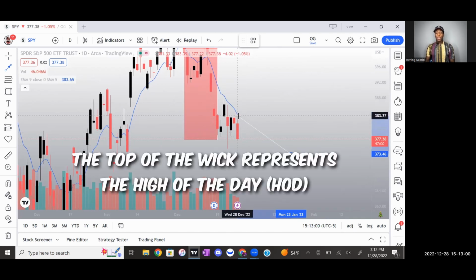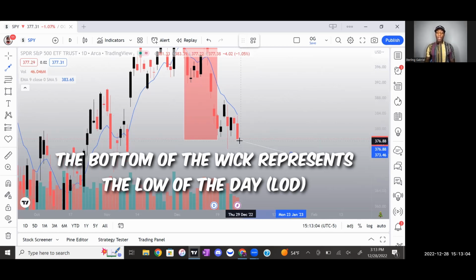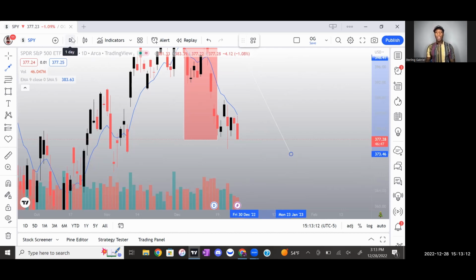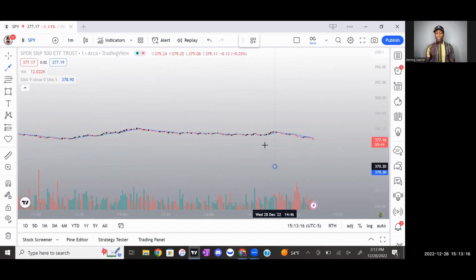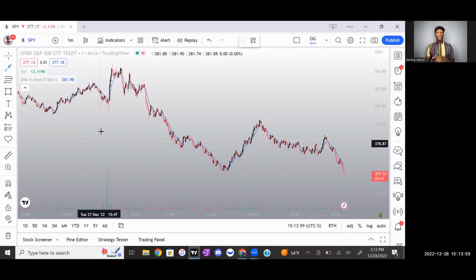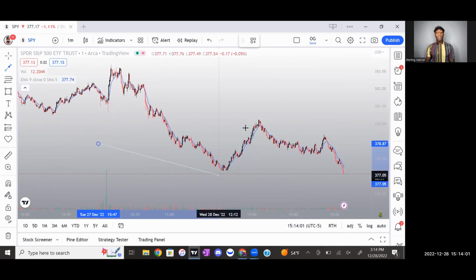This is the top of the wick, meaning this is the high of the day. And the bottom of the wick, there's a slight wick right here, this is the low of the day, right? So when we go back to the 1 minute time frame, we're going to see this is the price action for the whole red candle that we are seeing so far, right? Remember how we had that wick up? This is that wick up on that candle.